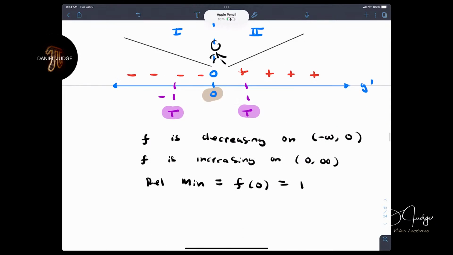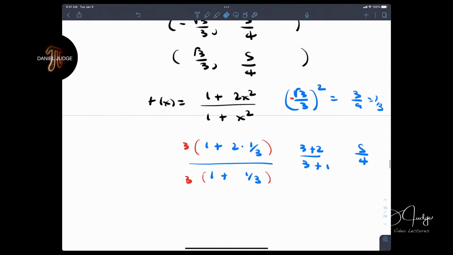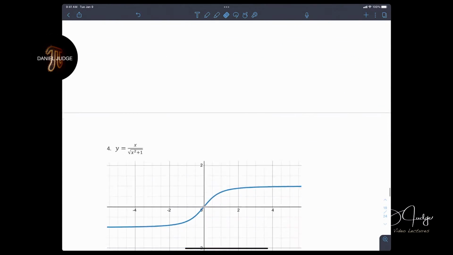I'll leave the rest for you guys to do with the evens, and I did include the graph there so you can compare your work with what you're doing.